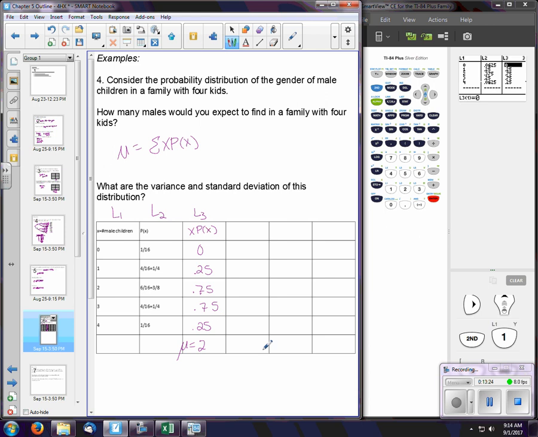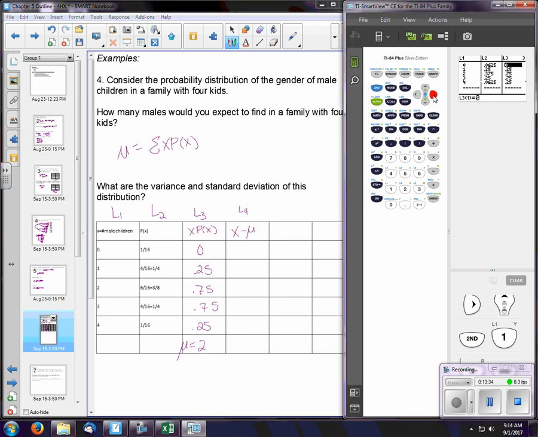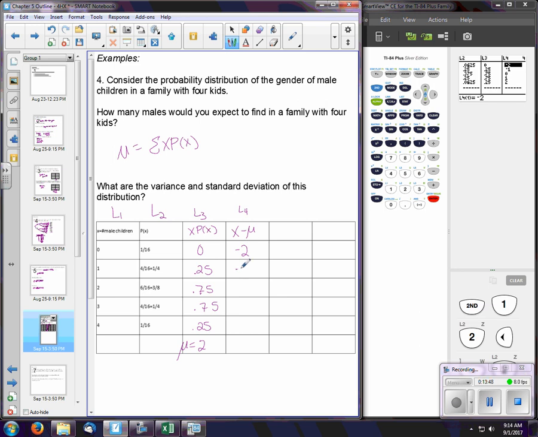To finish off our calculations for standard deviation and variance, in list 4, or my next column, I'm going to calculate x minus mu. Since my x values are in list 1, I'm going to tell it to take list 1 and subtract my mean that I just found of 2. And copy this list over. We have -2, -1, 0, 1, and 2.